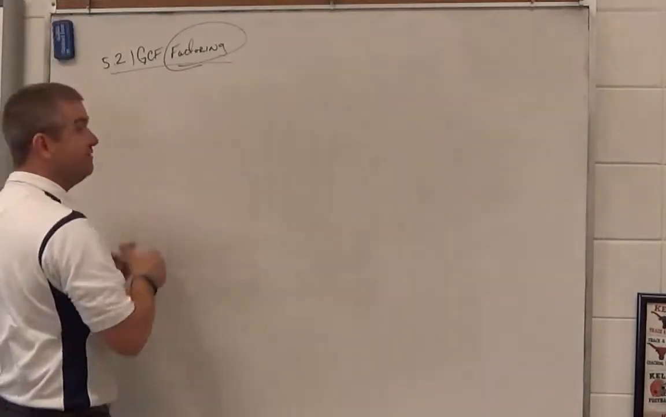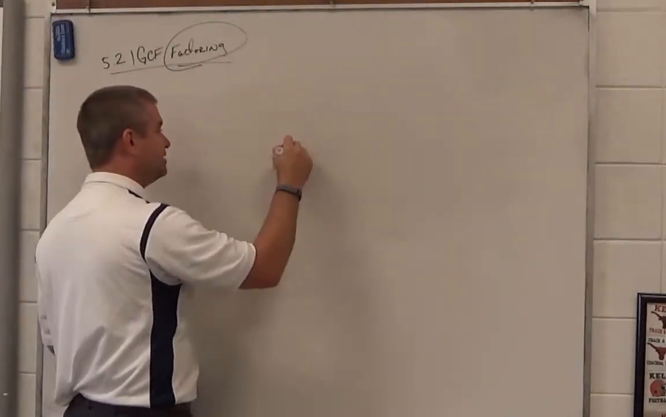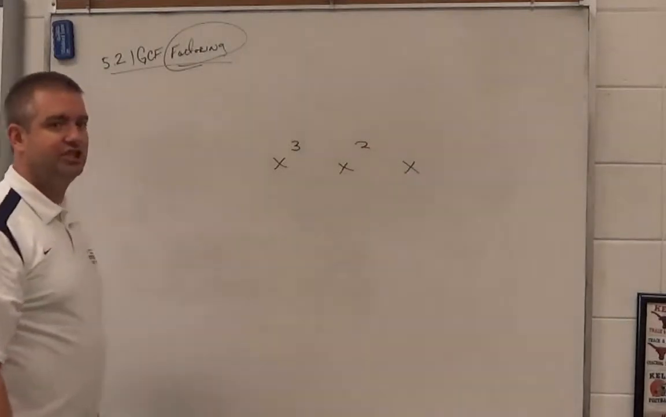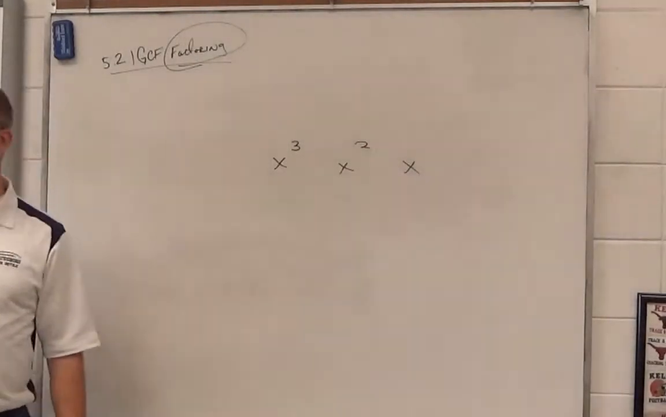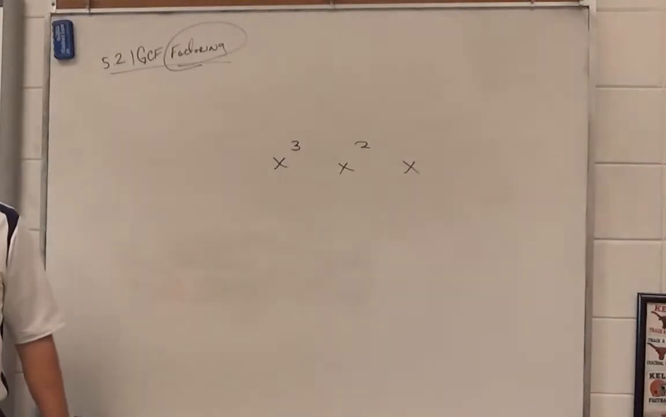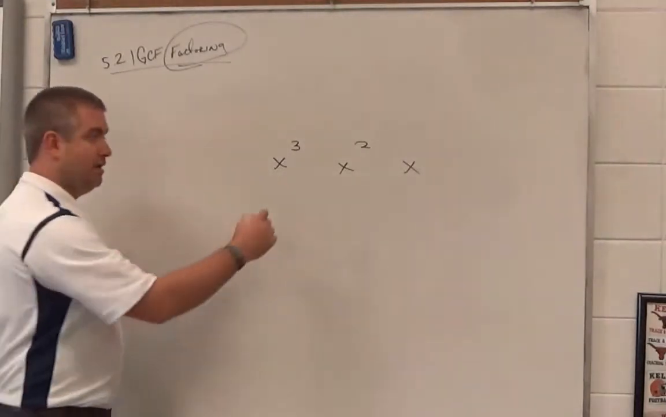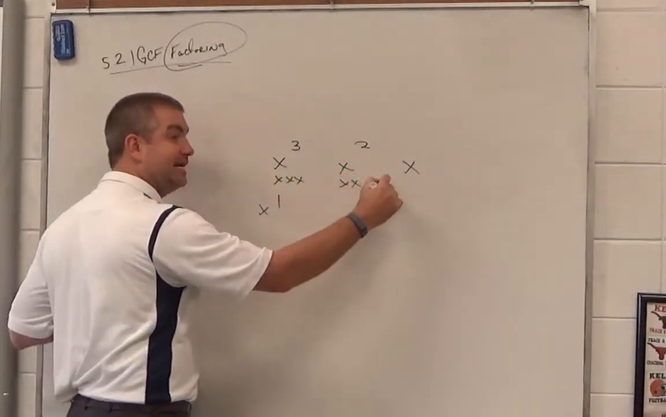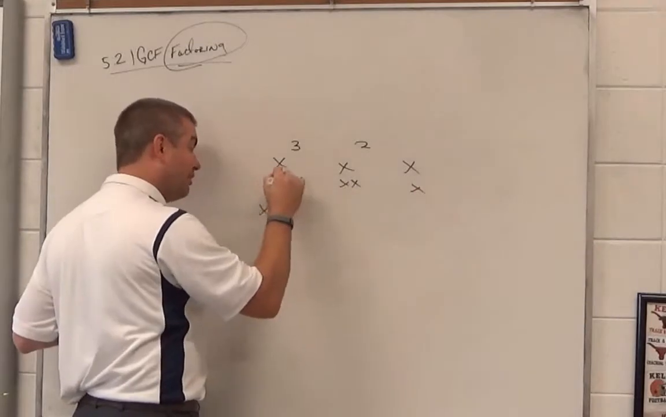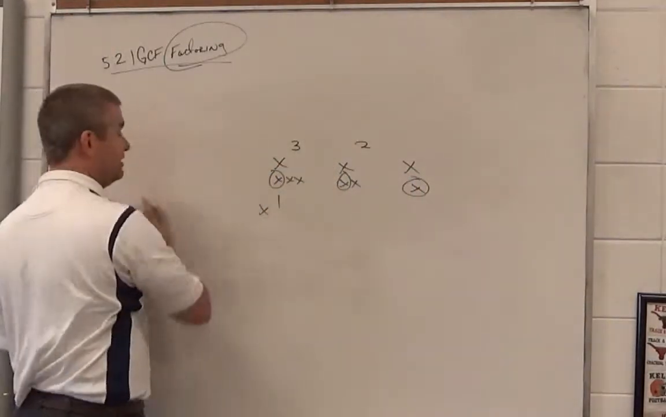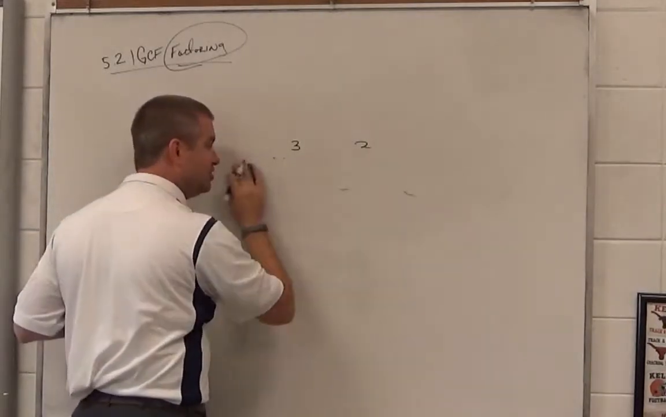All right, let's do some variables. How about x cubed, x squared, and x? What's the GCF of those 3 terms? What's the greatest thing that they have in common? X to the what? First power. This is xxx, this is xx, and this is plain old x. What do they have in common? They all have an x. So x to the first power is the GCF.